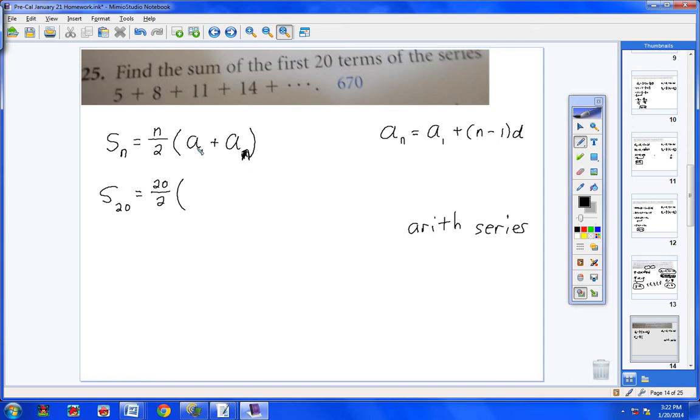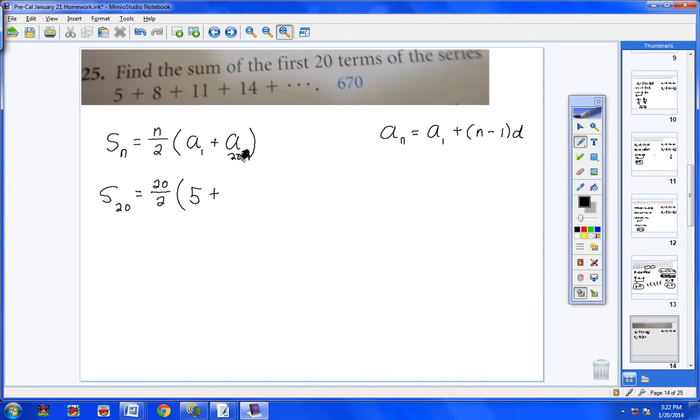Your first term is 5 plus, and there's an n right here, so a subscript 20. Oh, we have to find the 20th term, don't we? Wow, I didn't realize that. So we'll have to come over here and very quickly find the 20th term. Do you see what I'm saying, students?